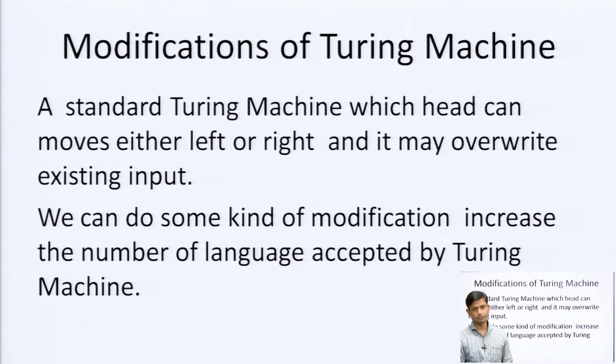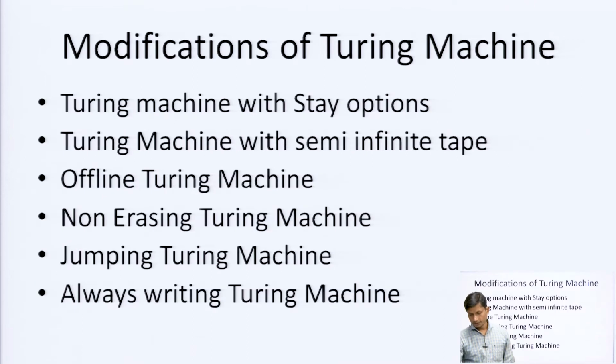We also have deterministic Turing machine, non-deterministic Turing machine, multi-tape Turing machine and single tape Turing machine, like that many variants are there. So, we will go one by one. So, what is the modification of Turing machine? Turing machine with stay option. What is the meaning of Turing machine with stay option?